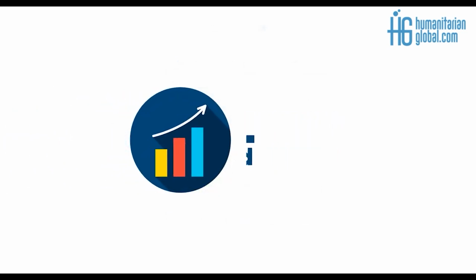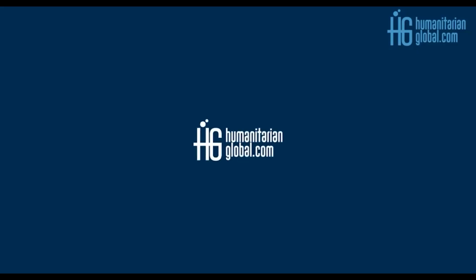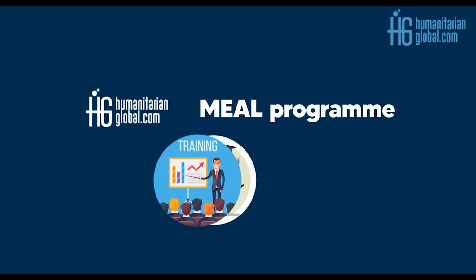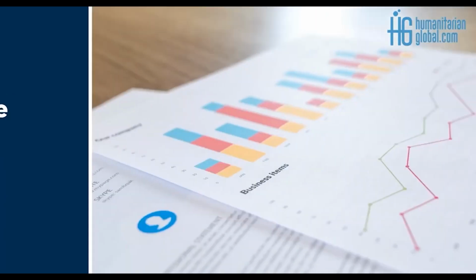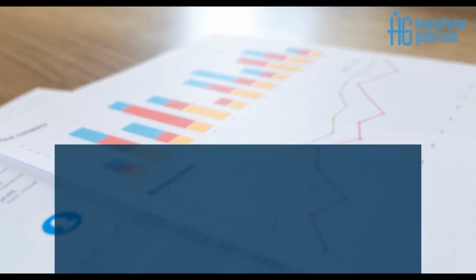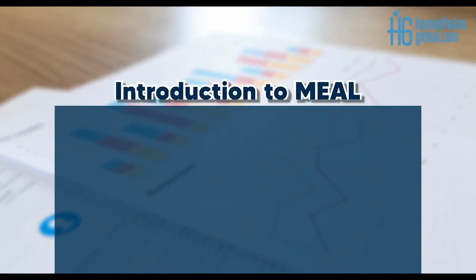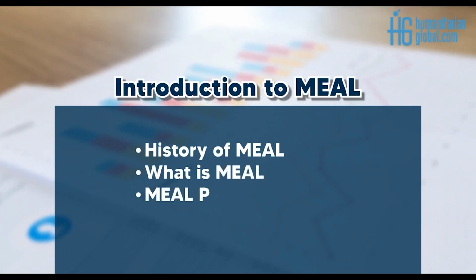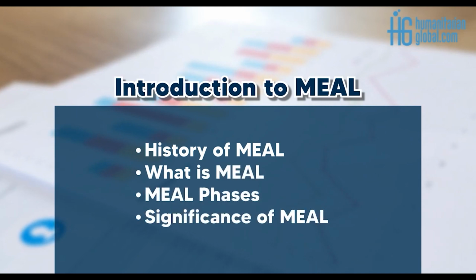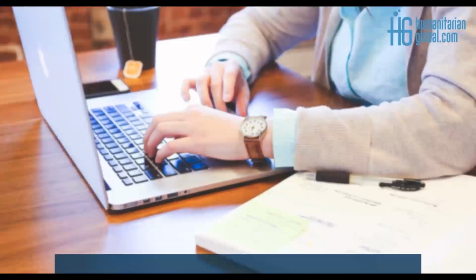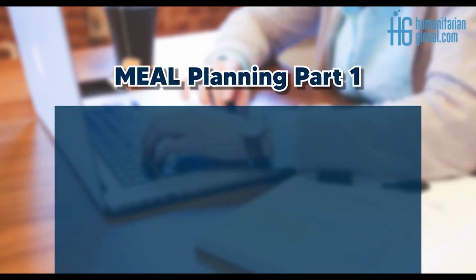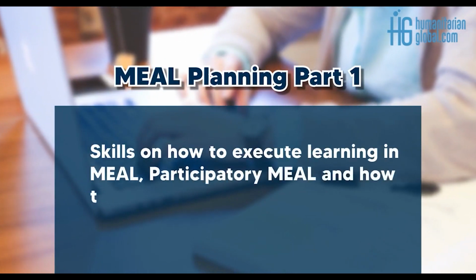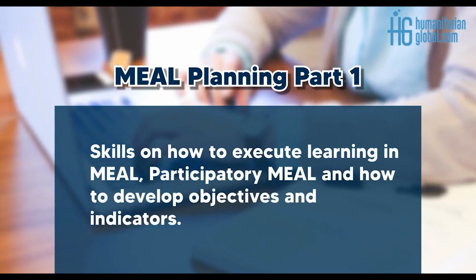This program by Humanitarian Global is an introductory course to the MEAL field that seeks to enlighten upcoming MEAL professionals on essential project management skills. Among the covered modules and topics include Introduction to MEAL. The learner will get to learn more about the history of MEAL, what is MEAL, MEAL phases, and the significance of MEAL. In the second module, which is MEAL Planning Part 1, the participant will develop more skills on how to execute learning in MEAL, participatory MEAL and how to develop objectives and indicators.